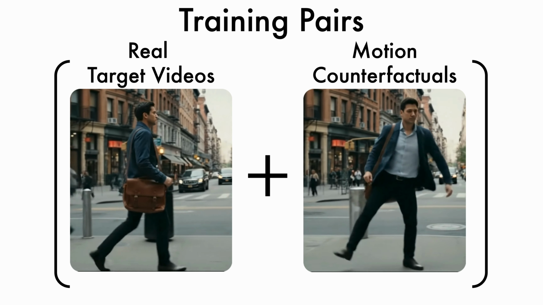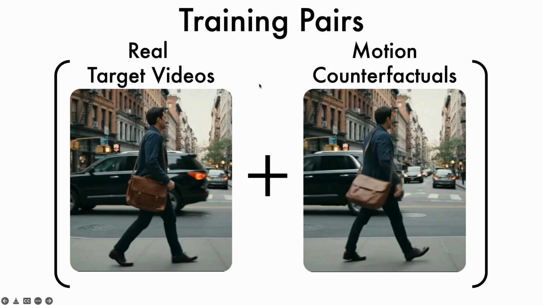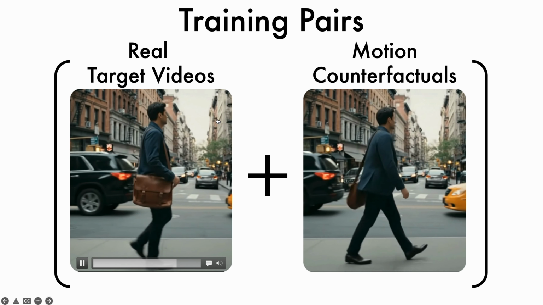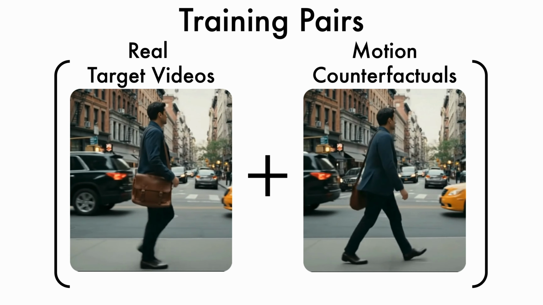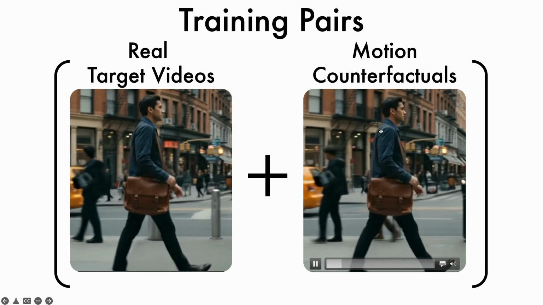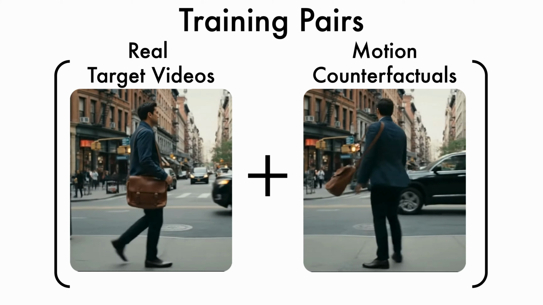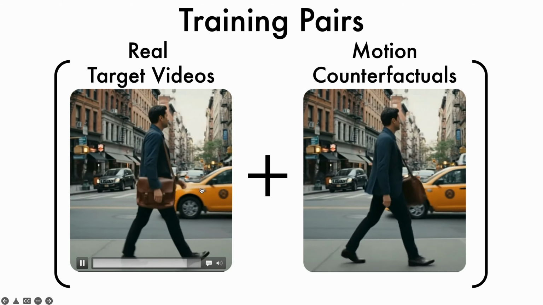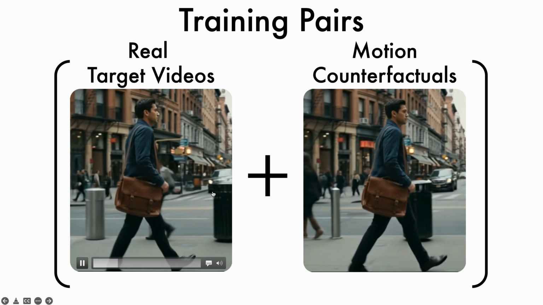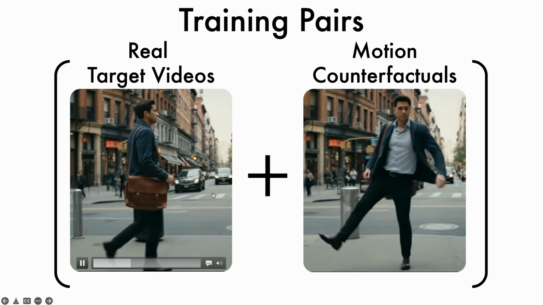Here's an example. In this pair, we have a man walking through the street. And on the left, he doesn't do much very special. But on the right, we make him twirl around. Note how the background is still the same. We still have that yellow taxicab. We still have that black sedan. We still have the same buildings and the same man. And the only difference is that he moves a little bit differently. This is why we call this a motion counterfactual.